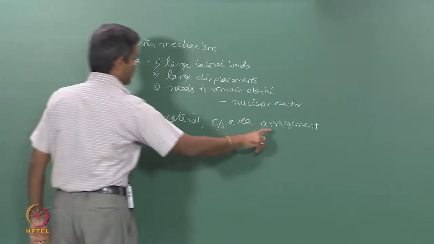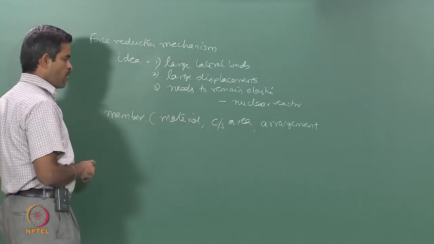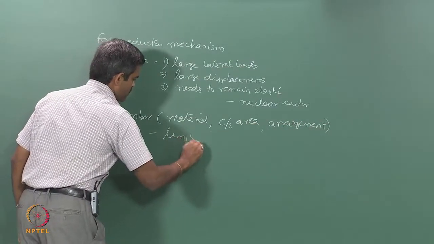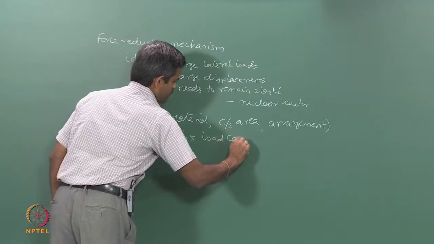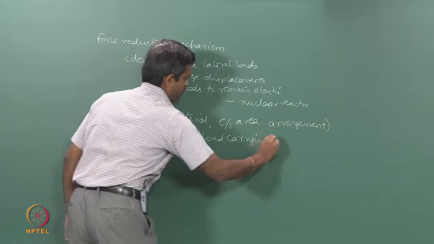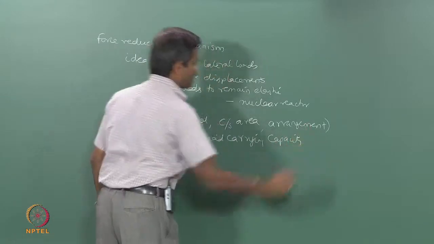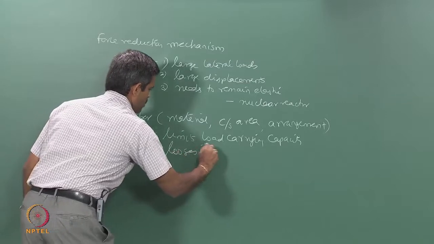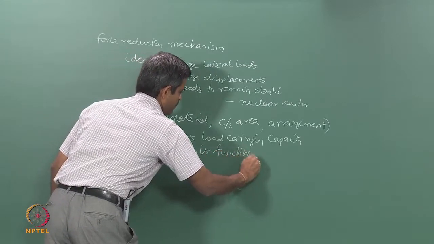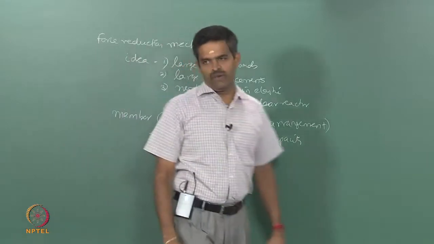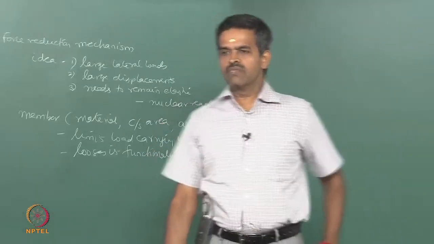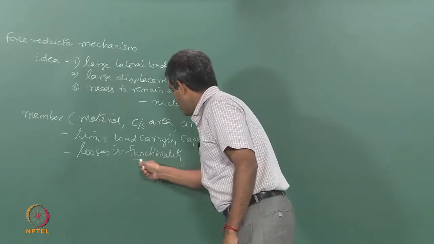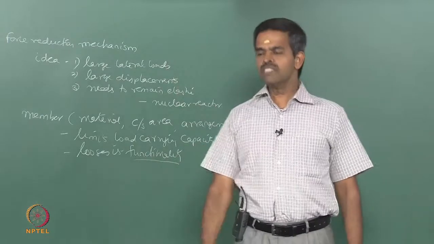Depending upon the arrangement of the member, the cross section area of the member and the material, the member actually limits its load carrying capacity. Now, if the load carrying capacity of the member is exceeded, the member loses its functionality, what we call a failure. So, the member does not necessarily fail in being unable to disperse the load acting on it; it fails to perform the intended function. Okay. So, it is actually a functional failure.